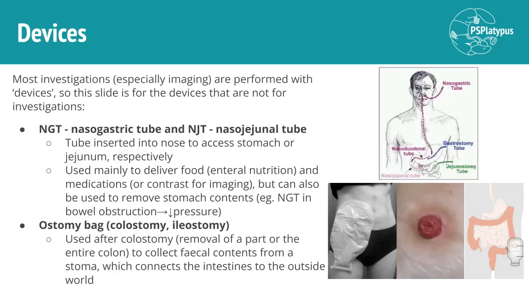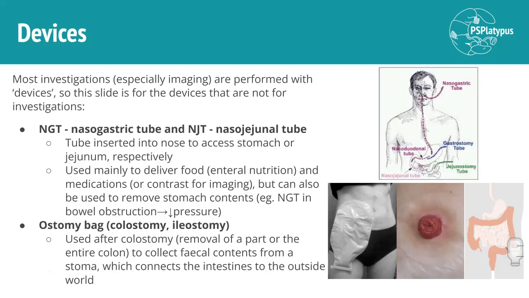All right, so with devices, most investigations are performed with devices. So this slide is for those that aren't for investigations, so more for treatment. Okay, so nasoenteric tubes, such as the nasogastric tube, think about how it's named, right? Naso means nose, gastric means stomach. Nasojejunal, nose to the jejunum. So you're inserting a tube via the nose to access these different parts of your upper GI tract.